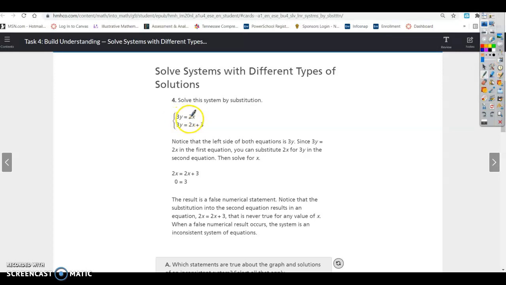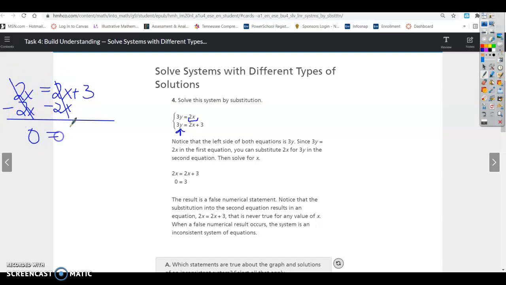Since 3y equals 2x, I can take 2x and substitute it here. So we're going to have 2x equals 2x plus 3. And you can already see that we're going to have a different outcome here because we're going to have 0 equals 3, which is false. That is not true. Okay, so 0 cannot equal 3. So that means we're going to have no solution here.